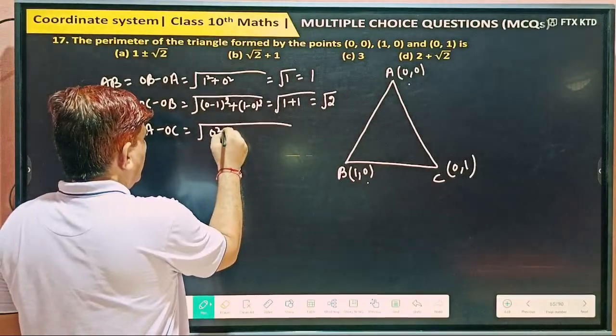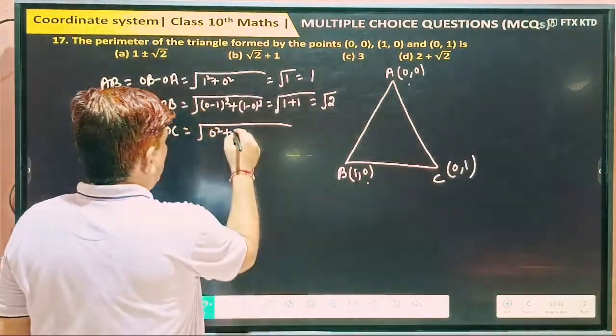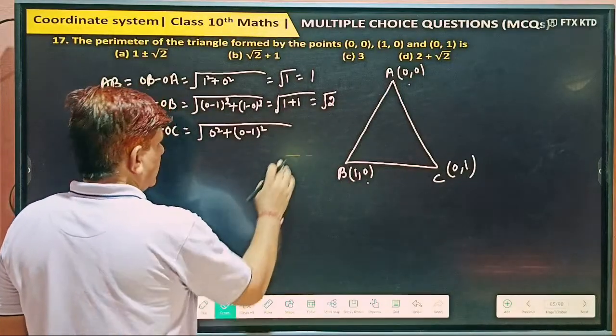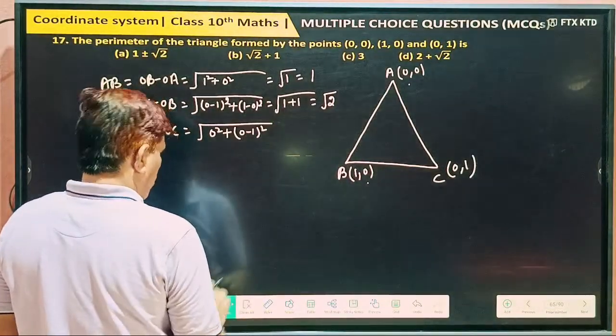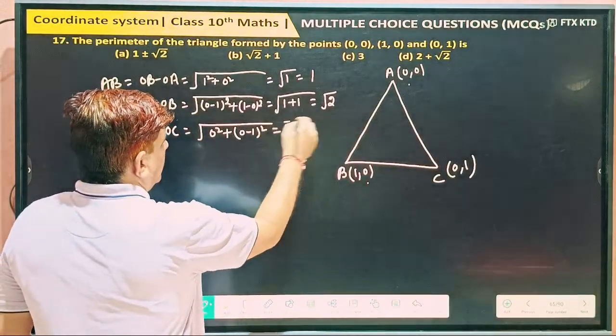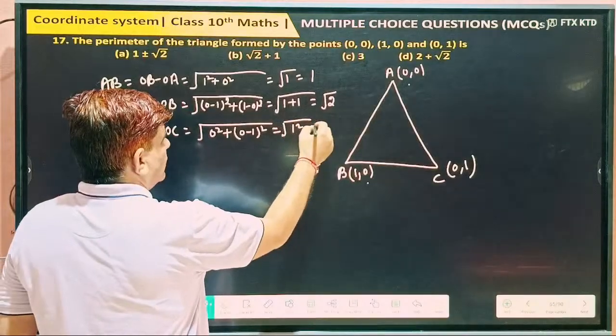0 square plus 0 minus 1 square, which is equal to, what is equal to this? This is equal to, what is this? 1 square, which is equal to 1.